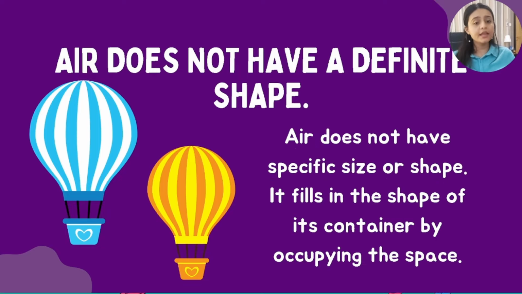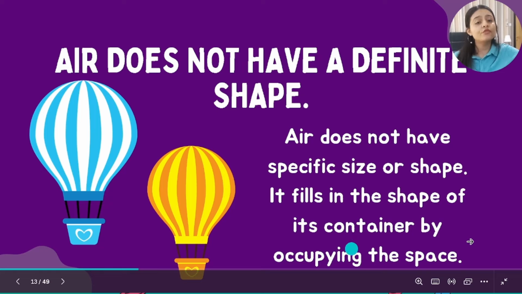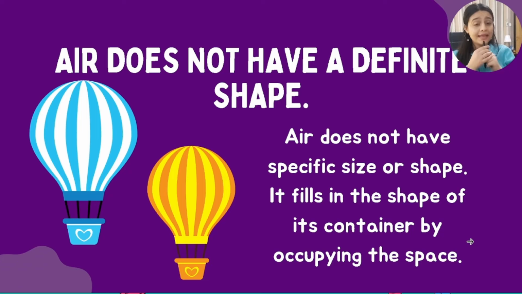Now the next characteristic: air does not have a definite shape. Air does not have a definite shape, but it takes the shape of its container. For example, this air balloon. Air does not have a specific size or shape. It fills the shape of its container by occupying the space. When you blow air inside the balloon, the air takes the shape of the balloon, right? So this shows that air does not have its own shape, but it takes the shape of any container you blow the air inside.